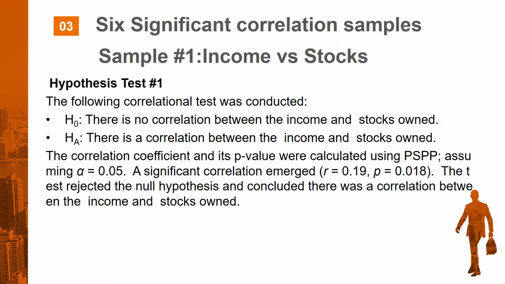Our correlation coefficient is telling us that there is a positive relationship between these two variables under study. That is to say, as one of the variables increases, the other variable increases. So when your income increases, the number of stocks you own will also increase, everything being constant. Or since we don't know the direction of causation, we can also say that when your number of stocks owned increases, your income also increases.